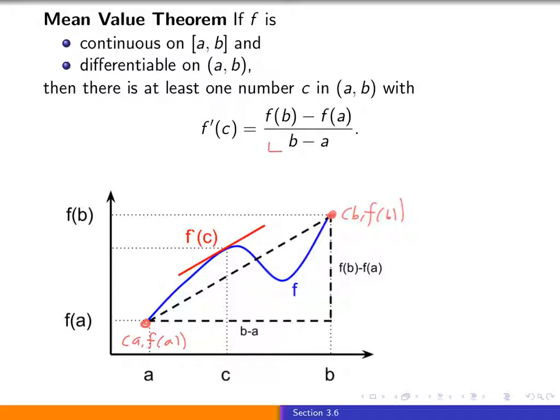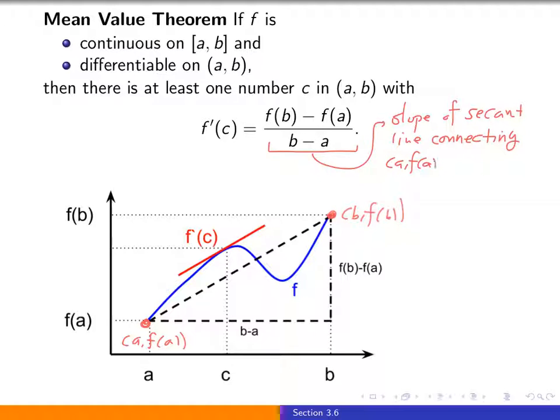So this quantity that we have here is the slope of the secant line connecting points a, f of a and b, f of b. And looking at our graph, we see very nicely here at least one value where f prime of c is going to be the same.